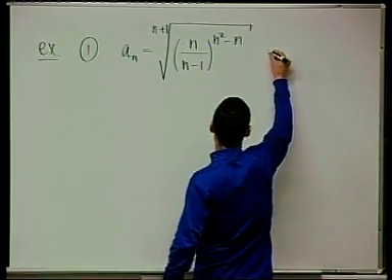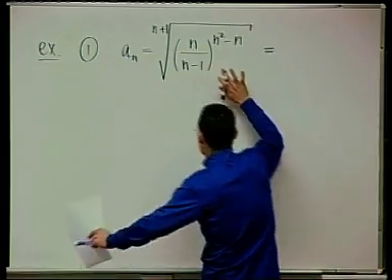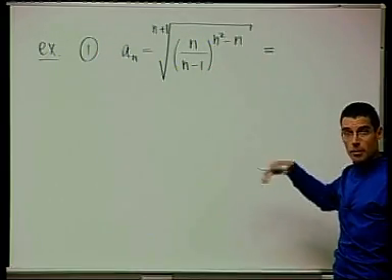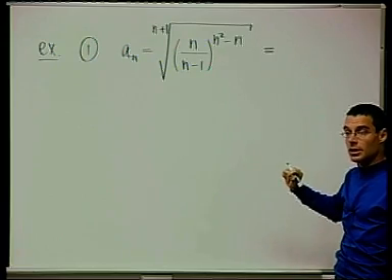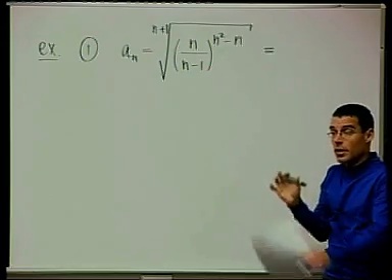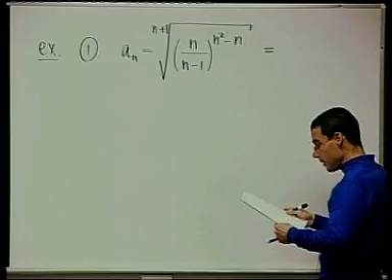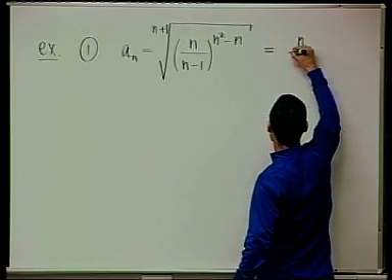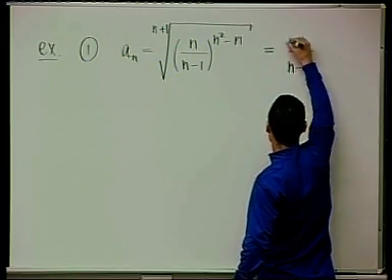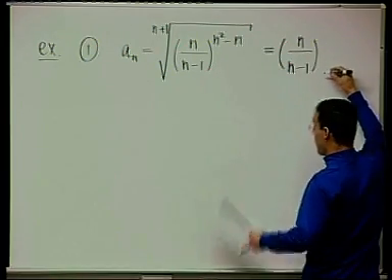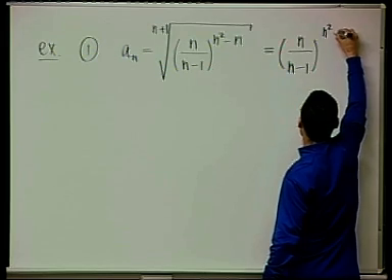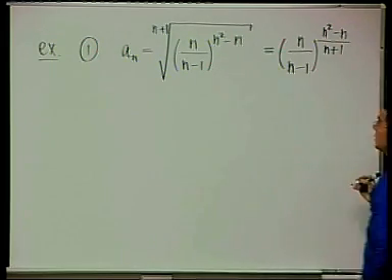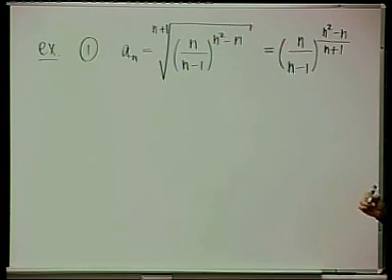Don't be scared. I'm going to rewrite this, and it's gradually going to take the form of something that goes to e, or some variation of e. Do you agree that I can rewrite this as n divided by n minus 1 to the power (n squared minus n) divided by (n plus 1)? Do you agree that this is the same thing? Okay.